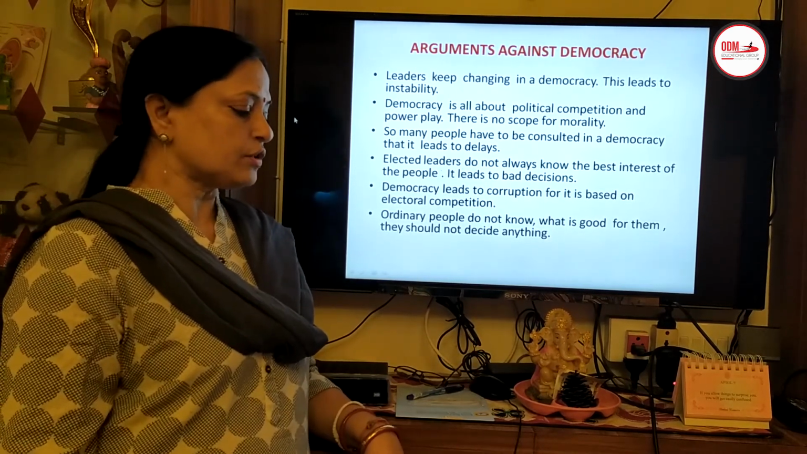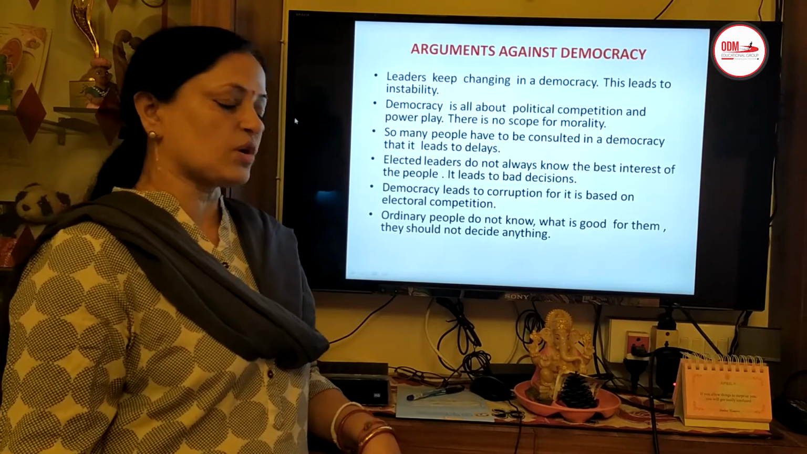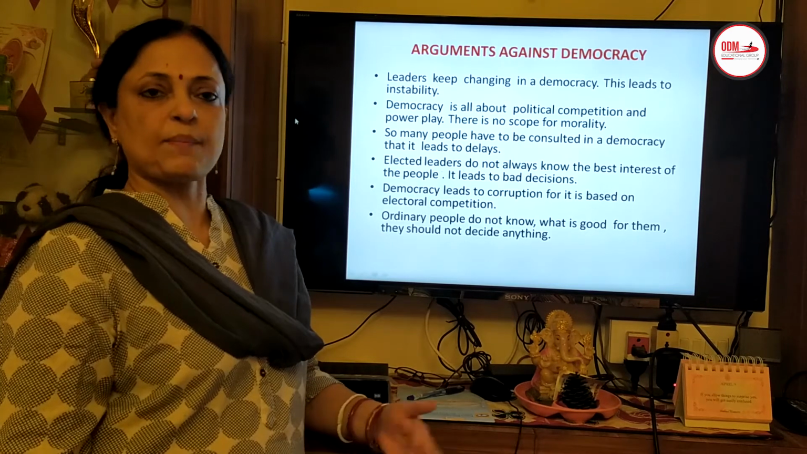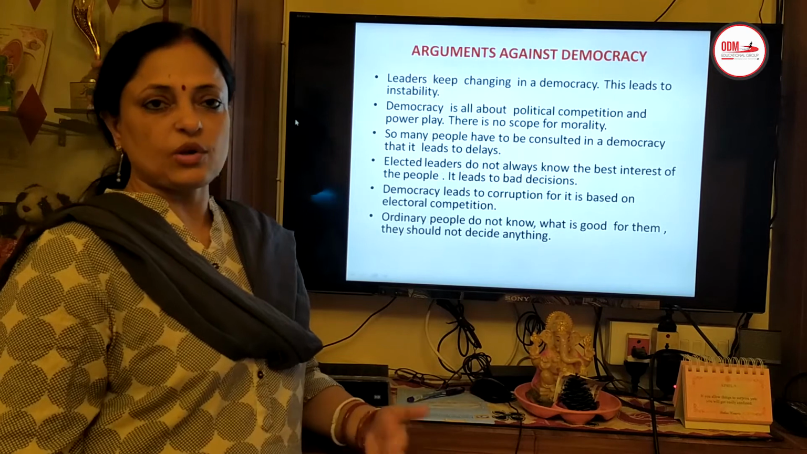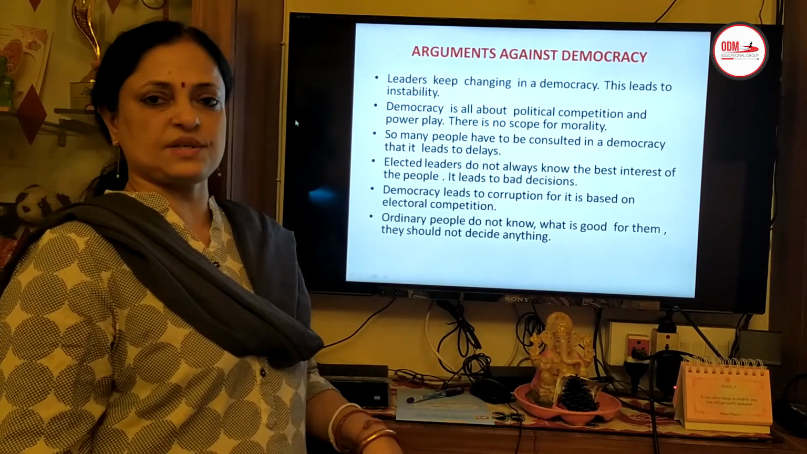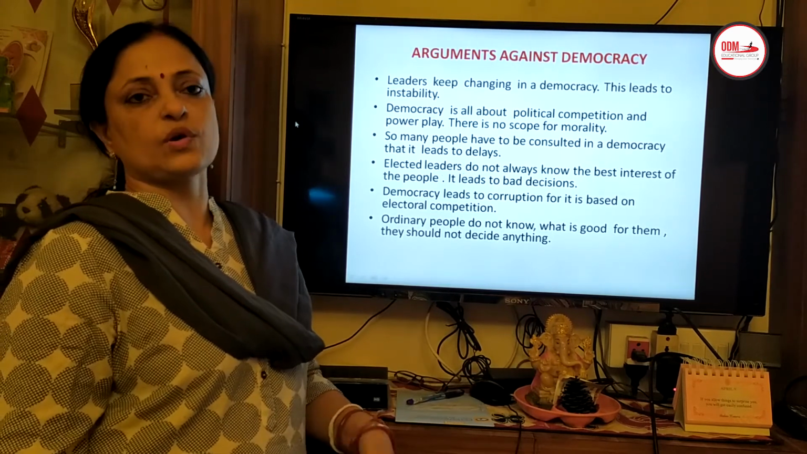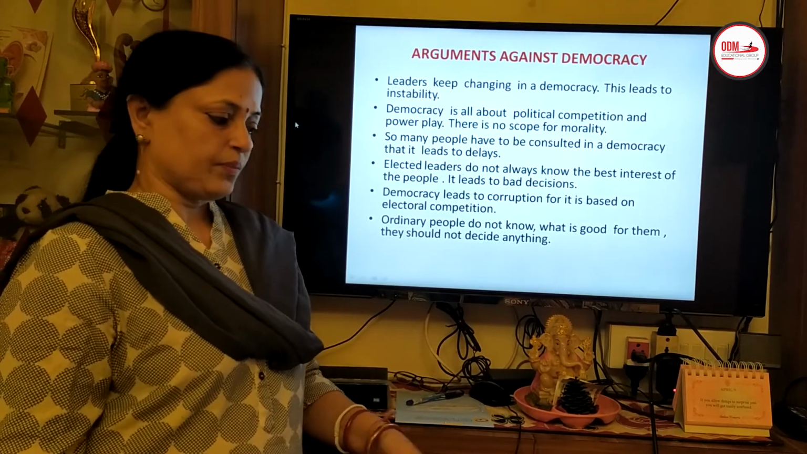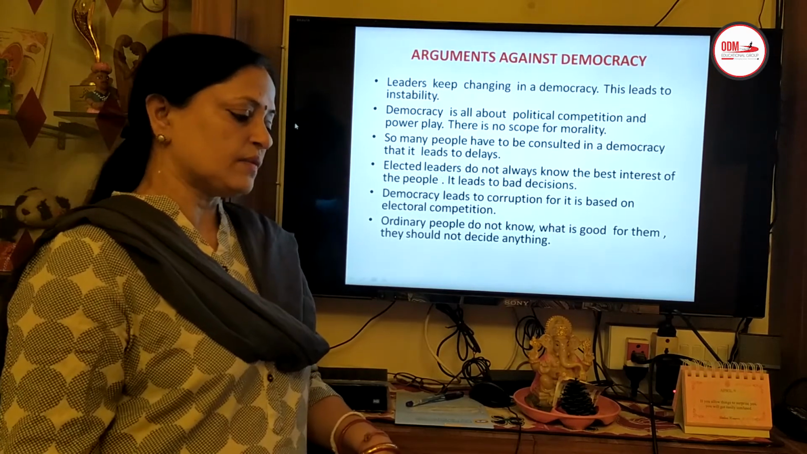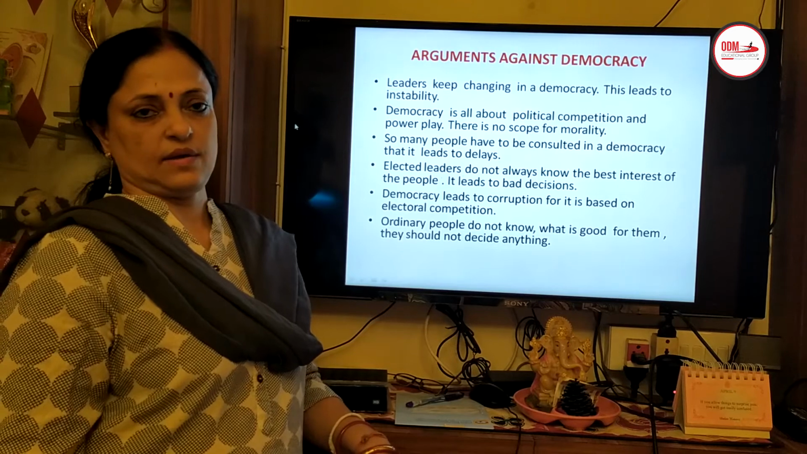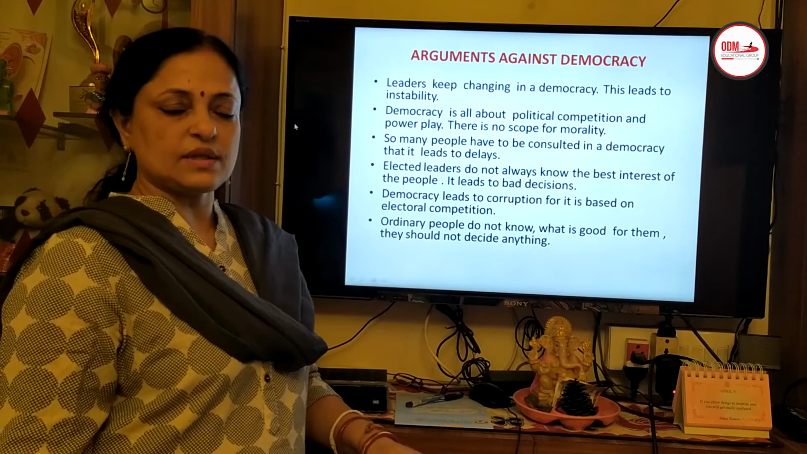Then the fifth one is that democracy leads to corruption, for it is based on electoral competition. It happens, but it doesn't always happen. It may not lead to corruption, but competition is always there in a democratic country because of different parties. Then finally, ordinary people do not know what is good for them, so they should not decide anything. So these are the arguments.